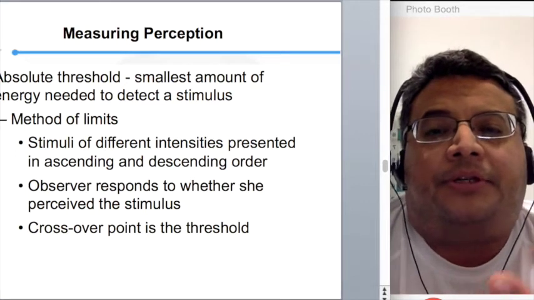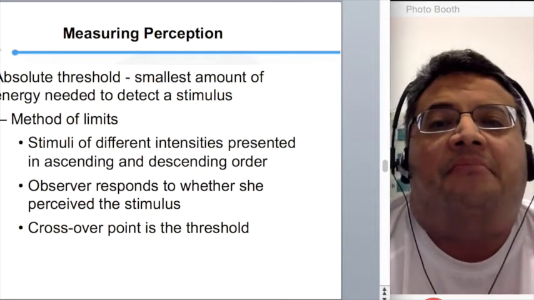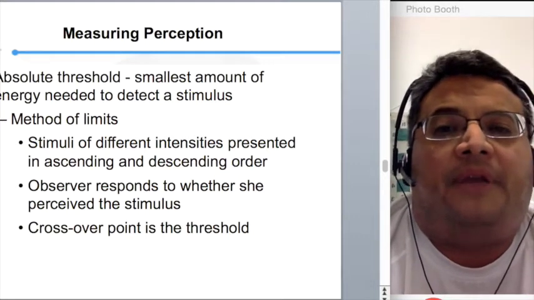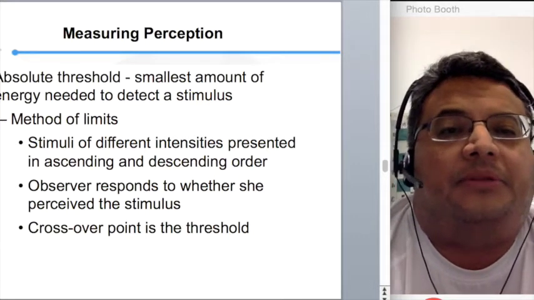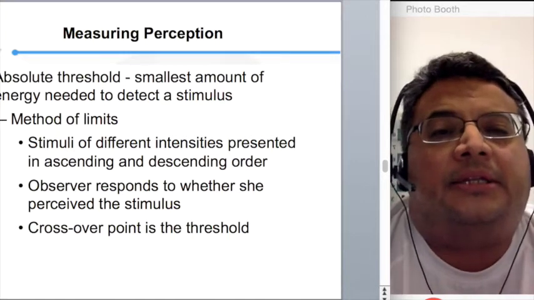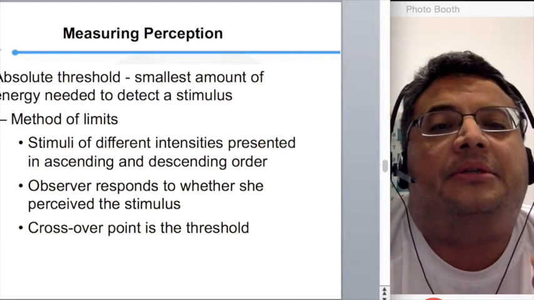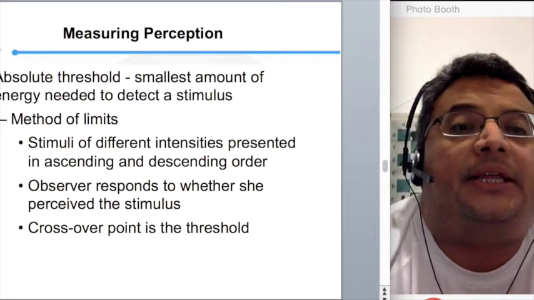One of the types of thresholds that's determined is called an absolute threshold, and basically that's just measuring the smallest amount of energy that's needed to detect something. So the smallest sound, the dimmest light, the lightest touch, whatever is the minimum that's required so that you can say, yeah, I see that or I hear that.